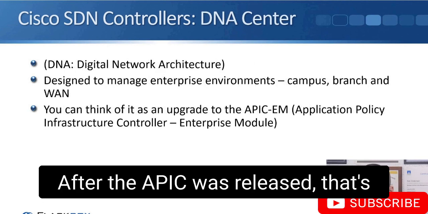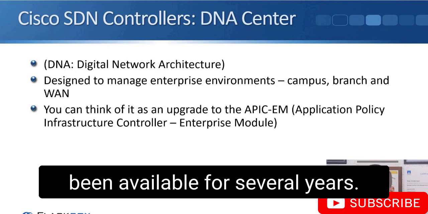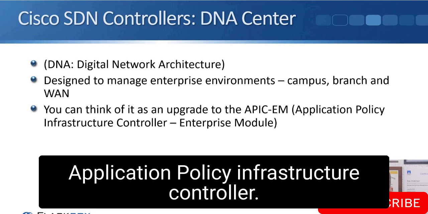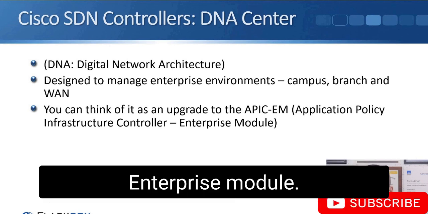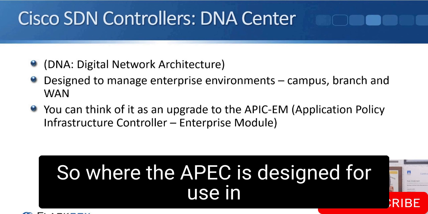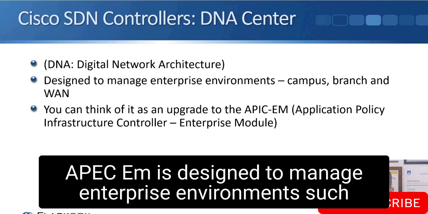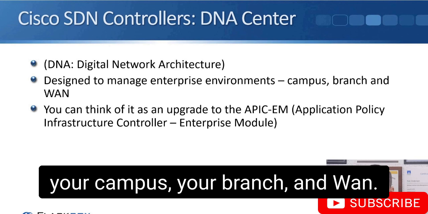After the APIC was released, that's been available for several years. The next one that was available was the APIC EM. The APIC EM stands for Application Policy Infrastructure Controller Enterprise Module. So where the APIC is designed for use in data center environments and it controls Nexus switches, the APIC EM is designed to manage enterprise environments. That's your campus, your branch, and the WAN.